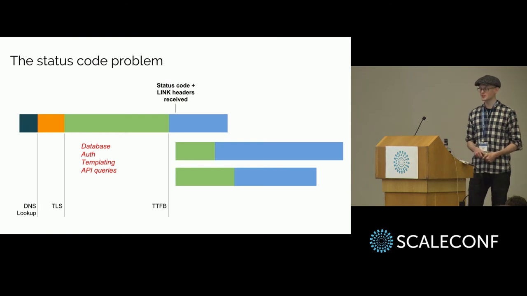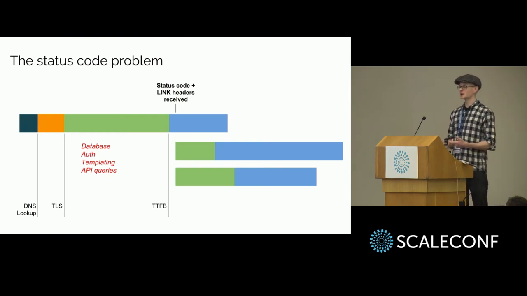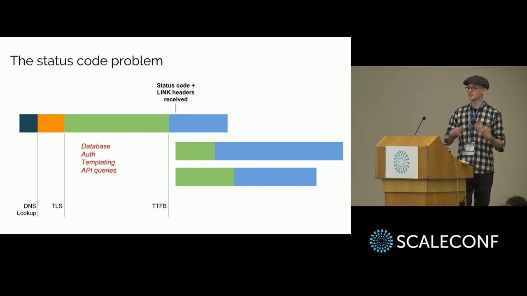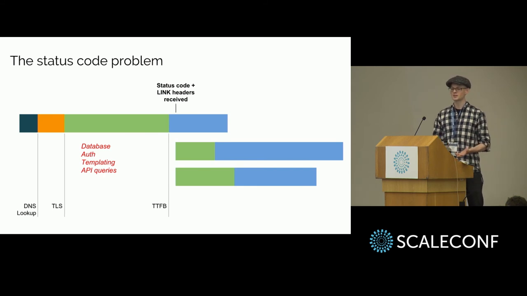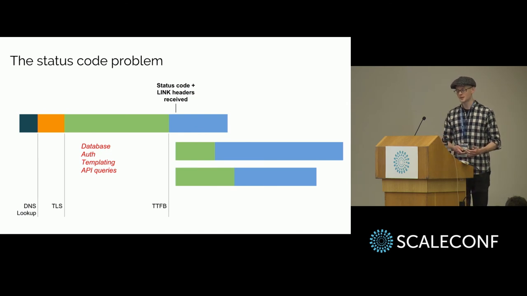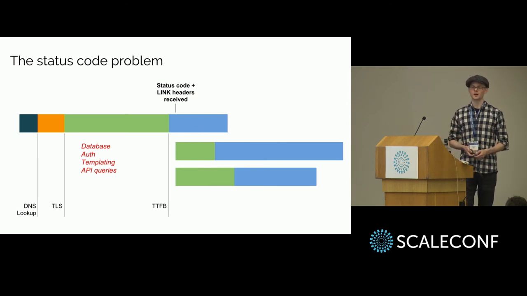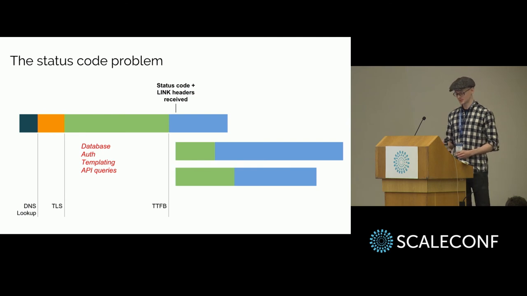And so typically this means we have to do lots of stuff. Database, authentication, templating, API queries, talk to a load of microservices, and then eventually conclude that, yeah, okay, this is a valid request and we have a page for this, and here it is. And then we can send a status code 200 okay. And it's at that point that the browser can start preloading all of your resources.